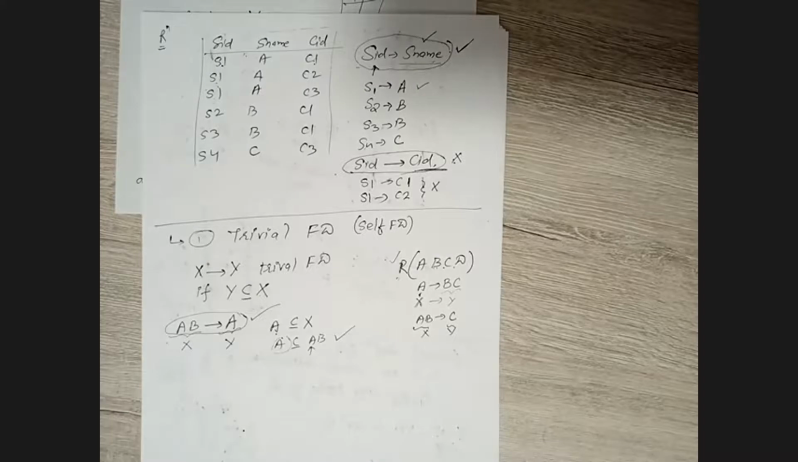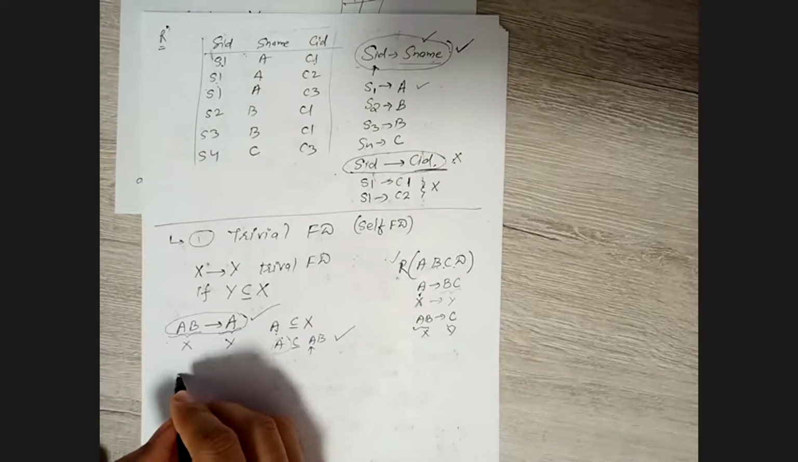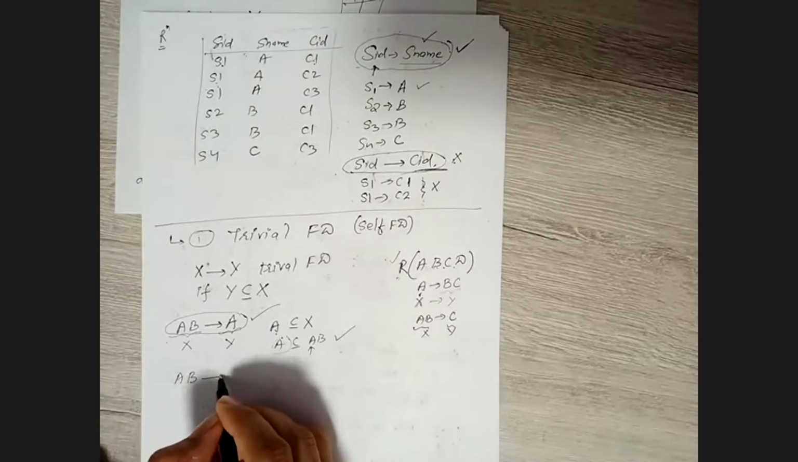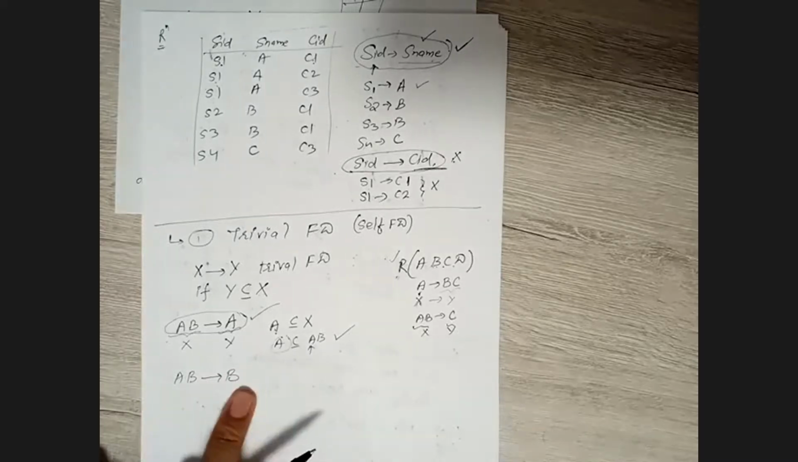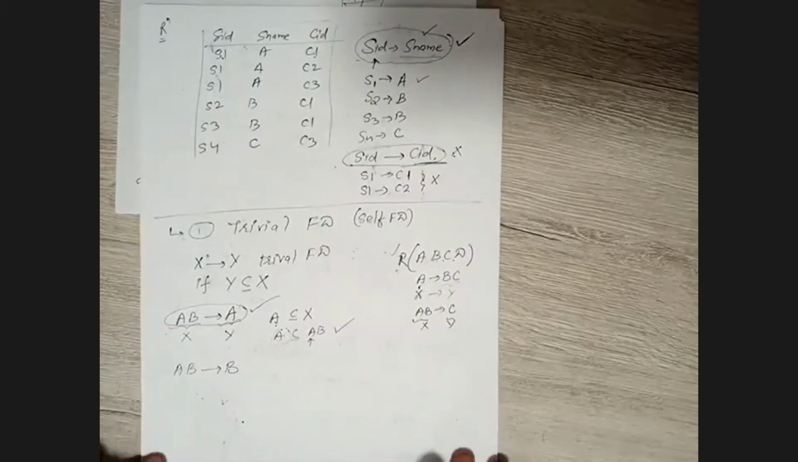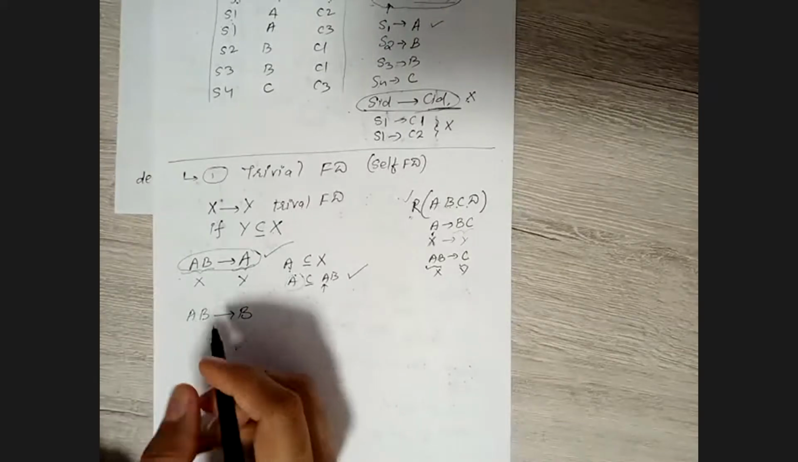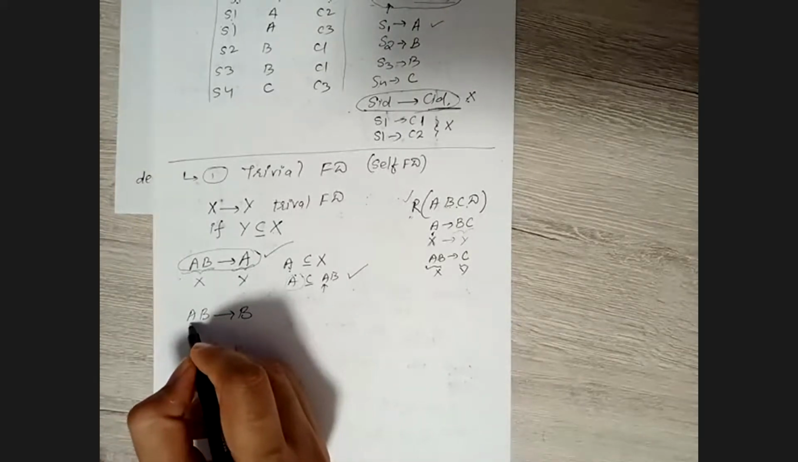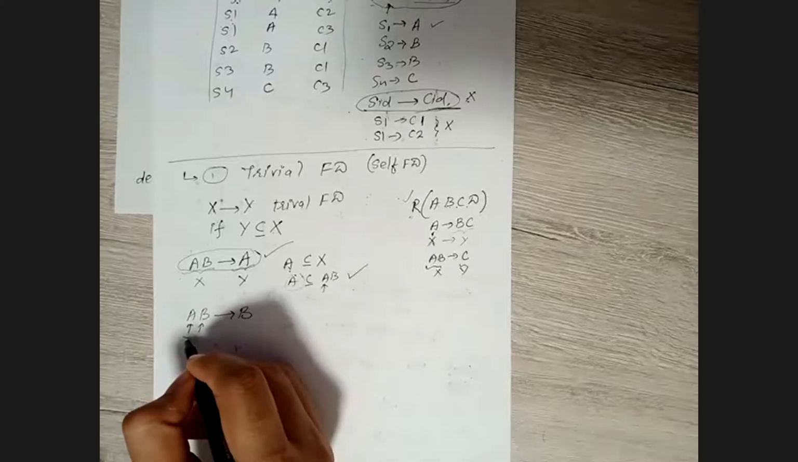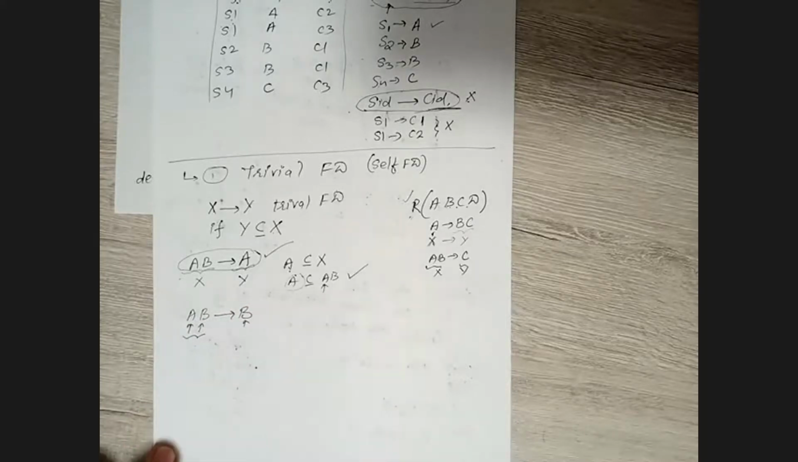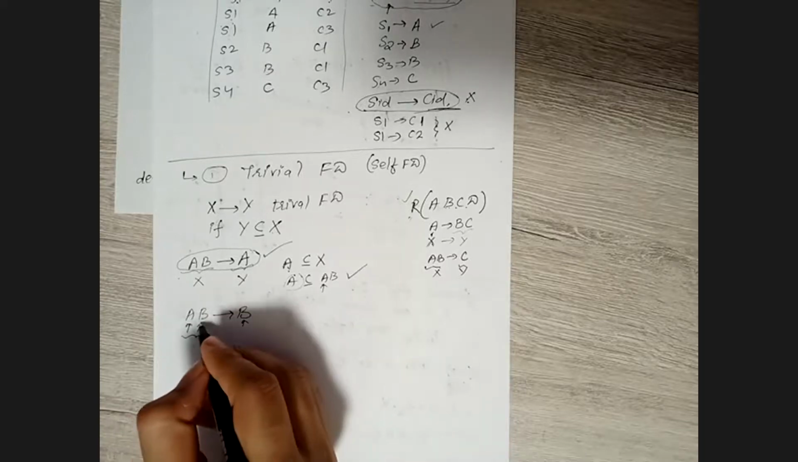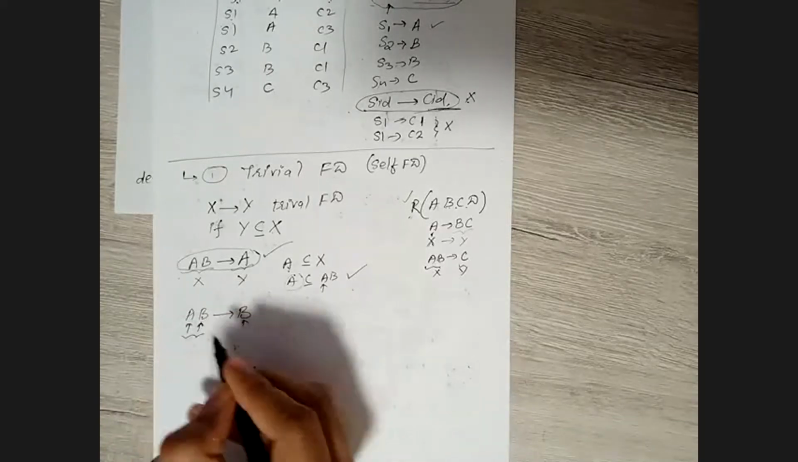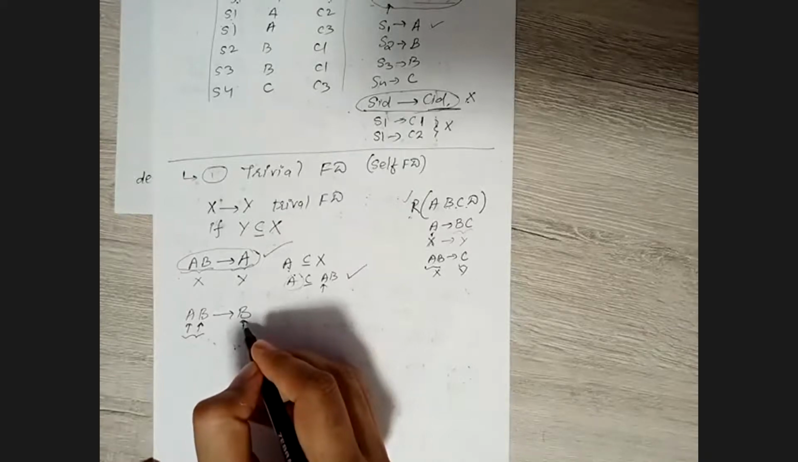In layman's terms, trivial means obvious. Understand the basic meaning of this. When I write AB determines B, in terms of functional dependency in a database, I'm saying that if I give you the values of A and B collectively, can you tell me the value of B? You see, this is obvious. The information that I am providing you is already there. So this is your trivial functional dependency.